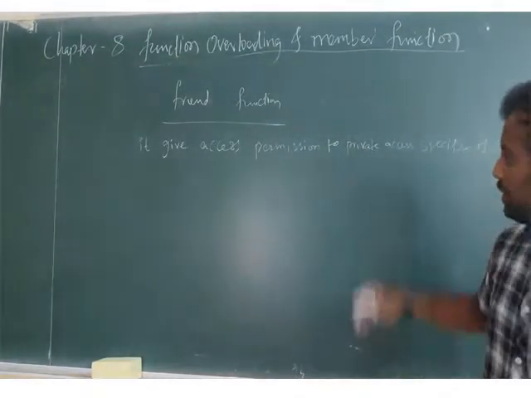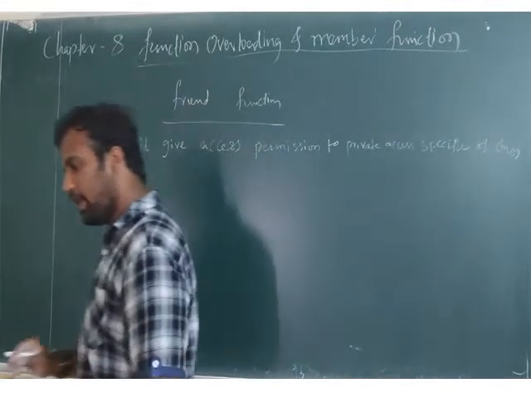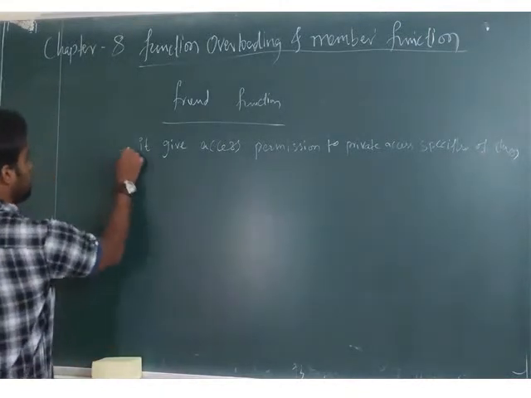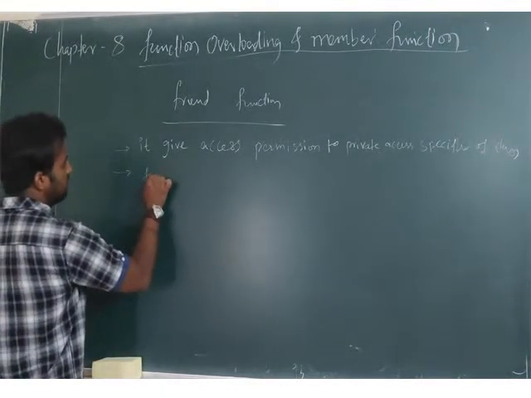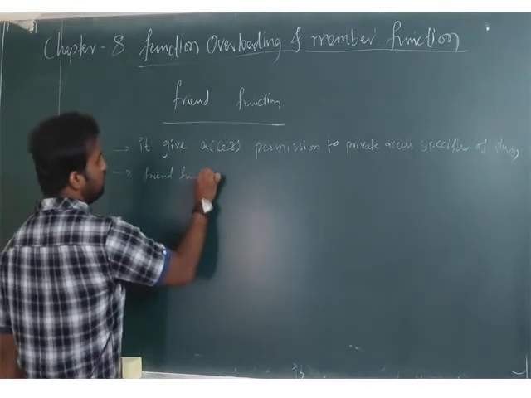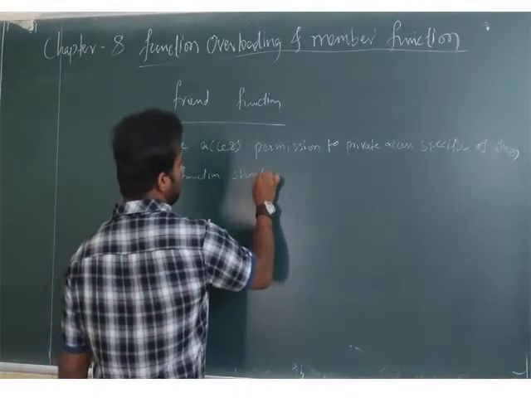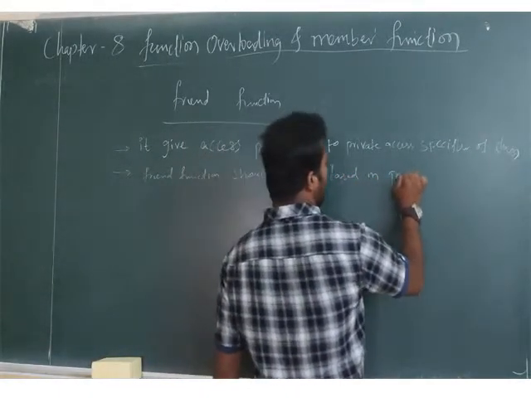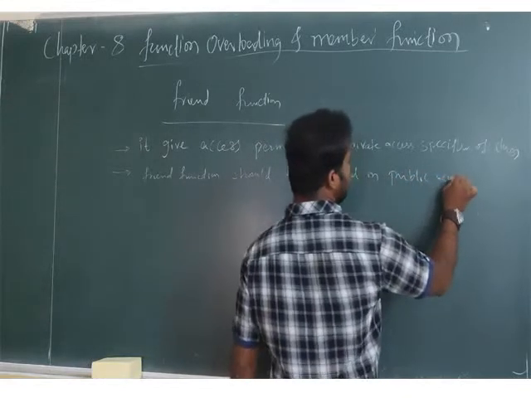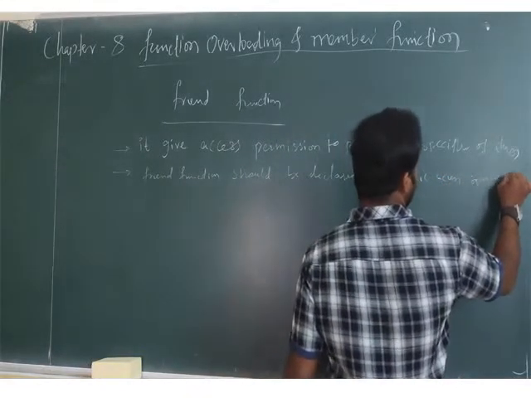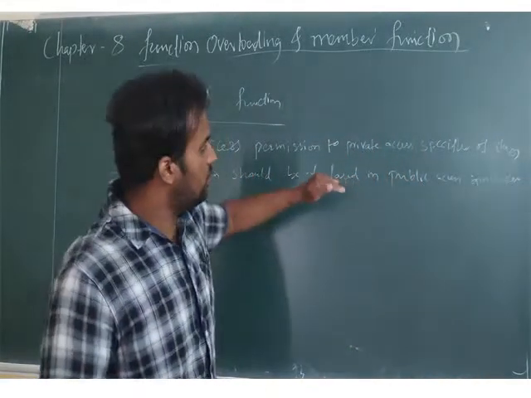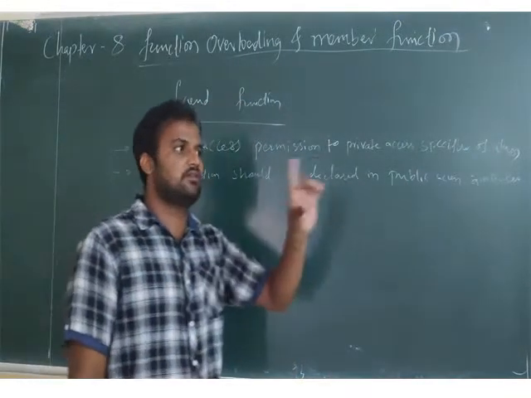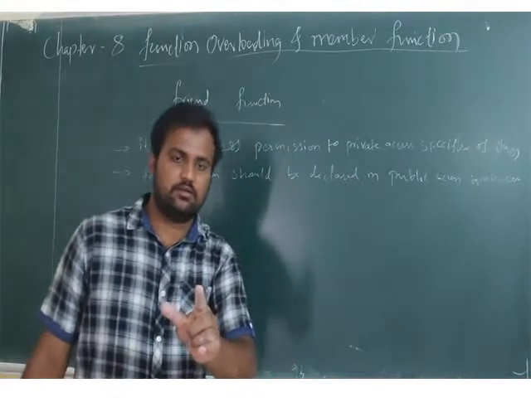So what it does? It gives the permission to access private member functions of a class. Okay? Next point is friend function should be declared in public access specifier. All these things you will understand when I write a program. But right now you just think this much only. Friend function should be mentioned in public.